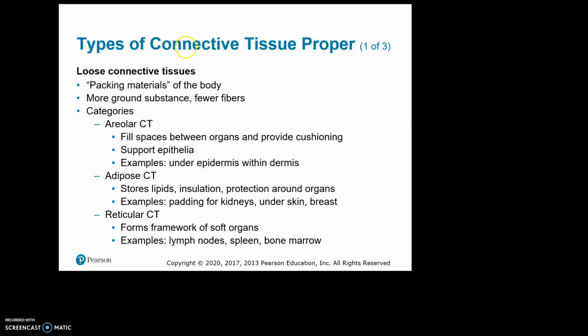Now, back to connective tissue proper, which is our first type of connective tissue. In connective tissue proper, the connective tissue can be loose or it can be dense. The loose connective tissue proper is going to be areolar connective tissue, adipose connective tissue, and reticular connective tissue. The areolar connective tissue generally fills spaces between organs and provides cushioning. It supports epithelial tissue, so a lot of times you'll find it underlying the epithelial tissue.